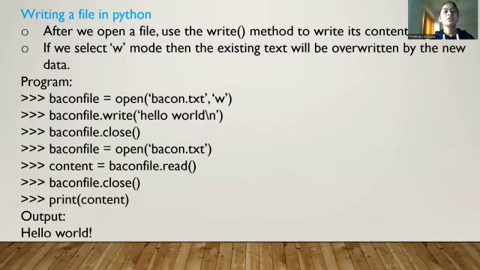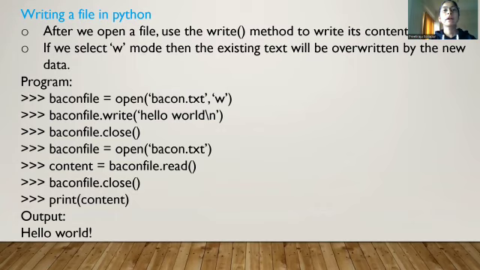Writing a file in Python. After we open a file, use the write method to write its contents. If we select write mode, then the existing text will be overwritten by the new data. First, we declare the background file variable in which we open a background.txt file in write mode. Next, we call the write function on the background file by passing hello world as an argument.